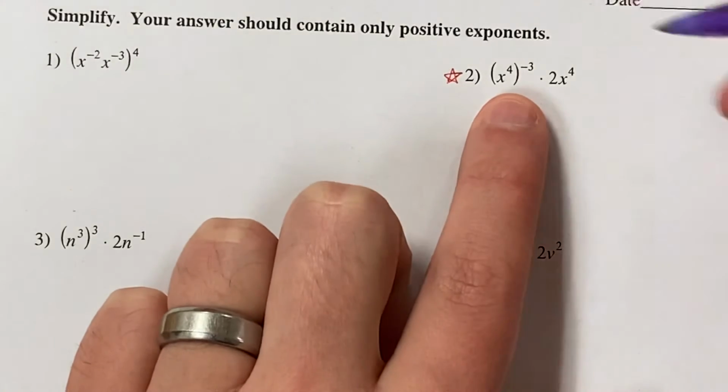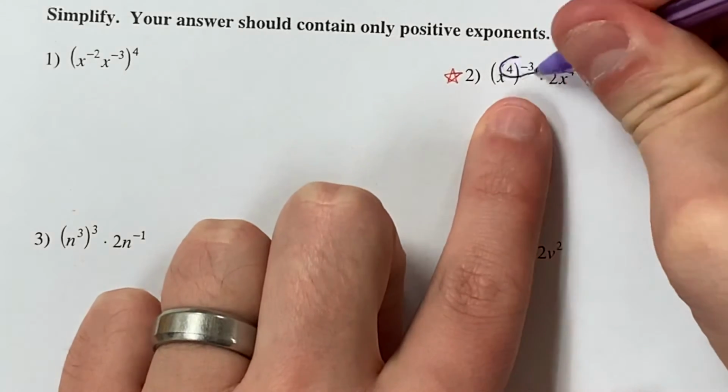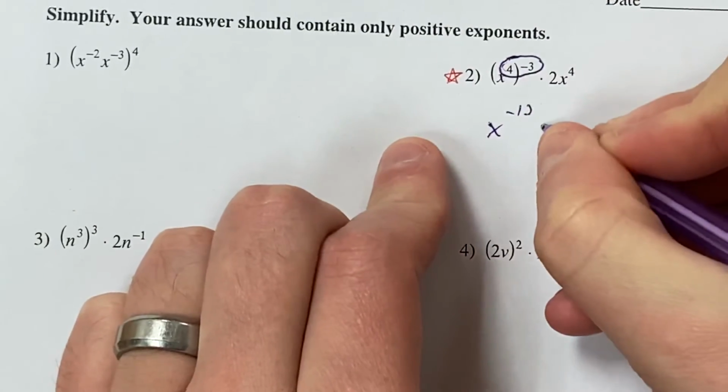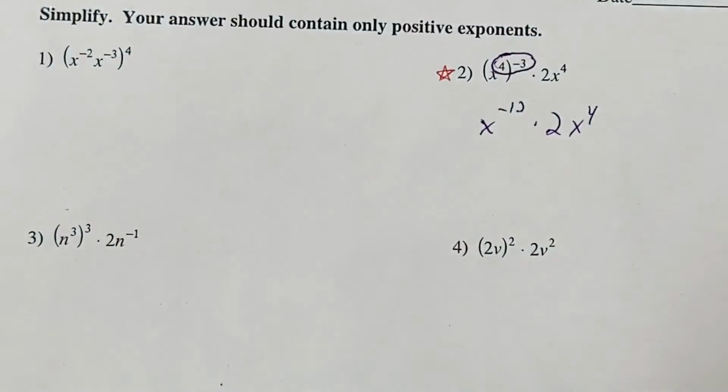A to the 4th to the negative 3. So what's the first step? Multiply. Get x to the negative 12 times 2x to the 4th.